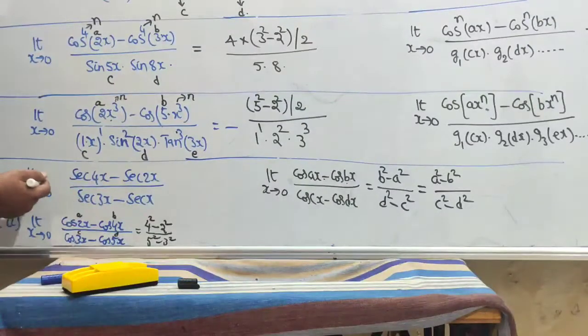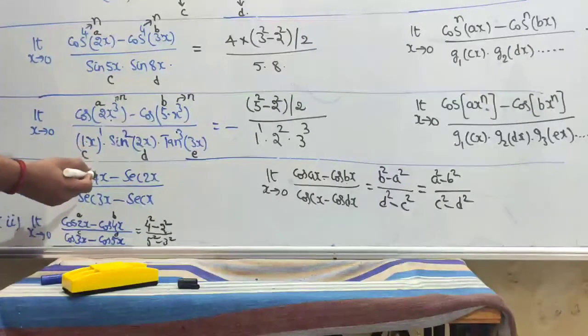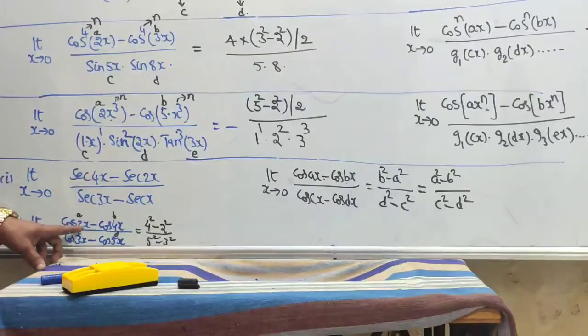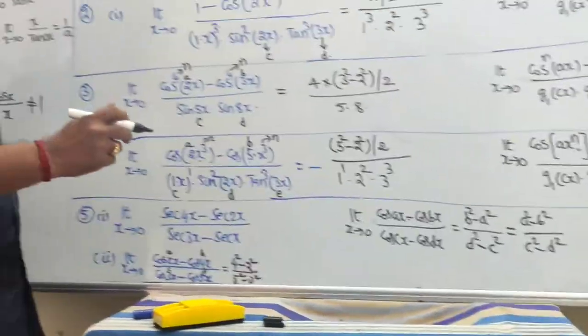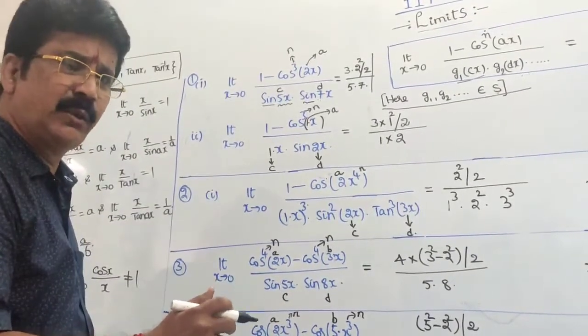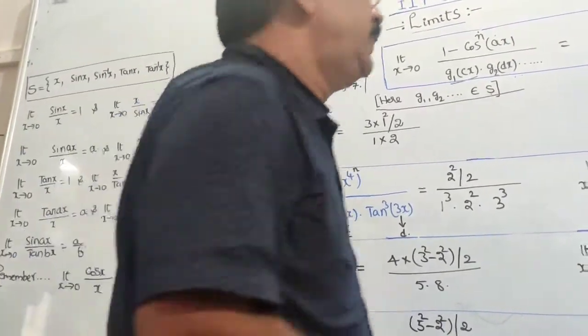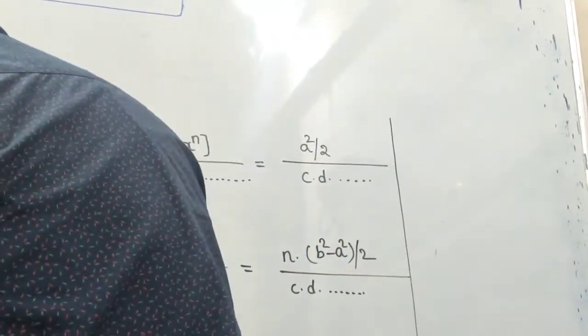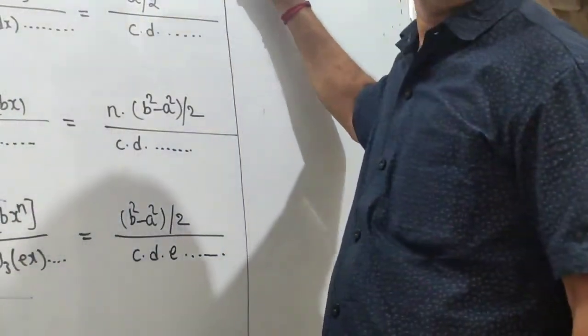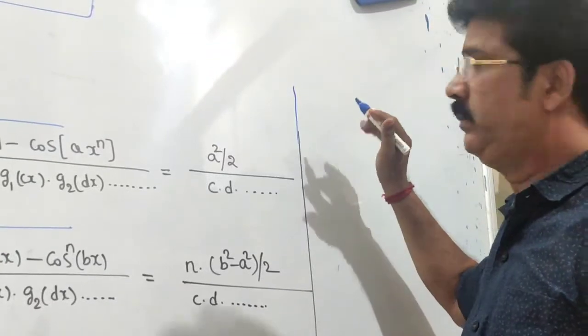Now I will do question number 1. Can you do this question number 1? How? Secant theta is equal to 1 by cos theta, and simplify it. It will become something like cos x, cos 2x like that, and apply or put directly x equal to 0. Okay, I will do it here. You come here. Is it visible here?